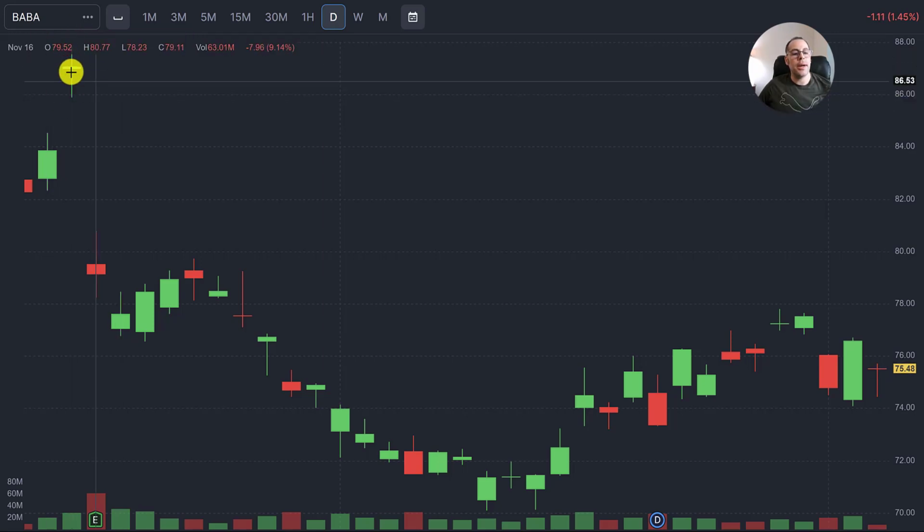November 15th, right here, is a doji. A doji is a very small candlestick body, or no body at all. This shows lots of indecision between buyers and sellers.